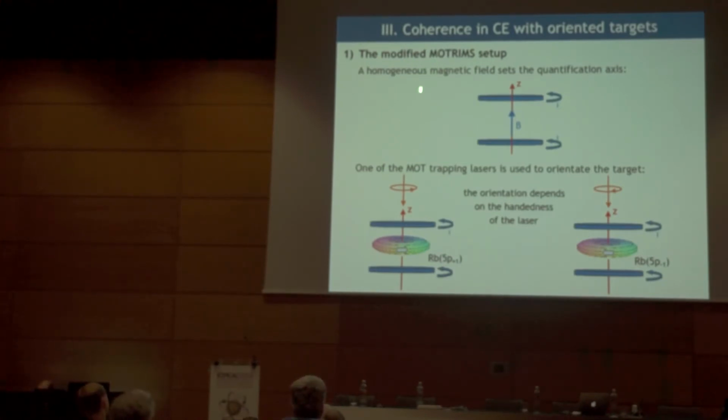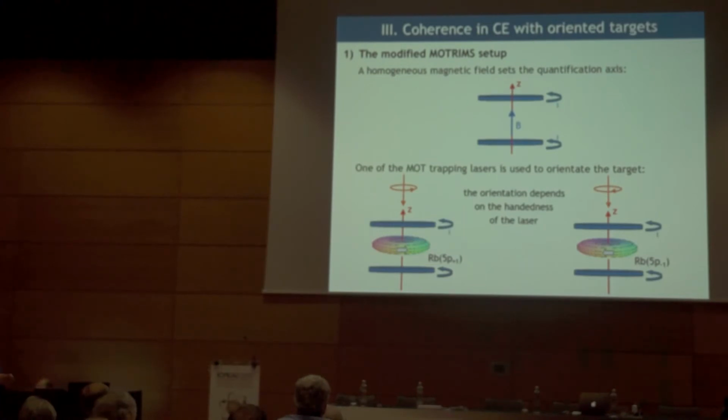So I will present how the Motrim setup has been modified in order to obtain oriented targets. First, a homogeneous magnetic field is provided by Helmholtz coils. This sets the magnetic field B, and this sets the quantization axis Z. Then one of the MOT trapping lasers, which is circularly polarized, is used to orient the target. And the orientation depends on the handedness of the laser, as schematized in these two graphs. And we can obtain either rubidium 5p plus 1 state or rubidium 5p minus 1 state.